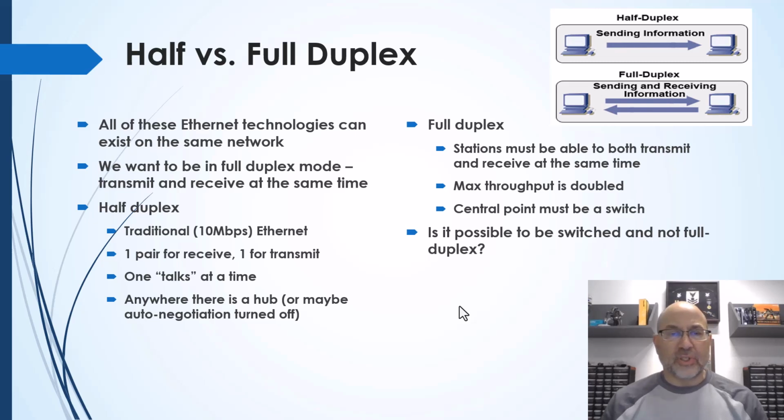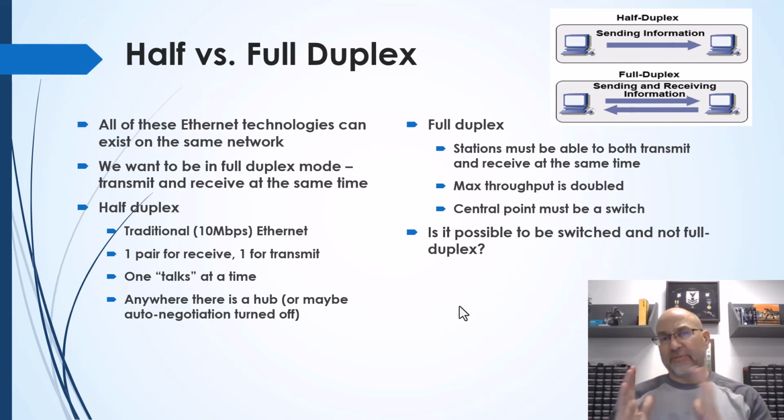Okay, half versus full duplex. So the chapter talks a little bit about this. If we go back to the original Ethernet, it was all half duplex because it was a bus topology. Everybody could hear what everybody else was doing. You just never know what you're going to run into. You never know if somebody put a hub in the network. You never know how fast things are going. You never know if auto negotiation is turned off.